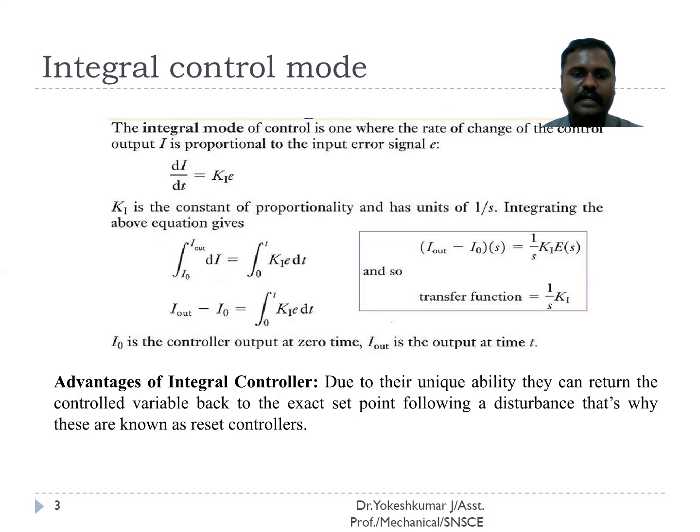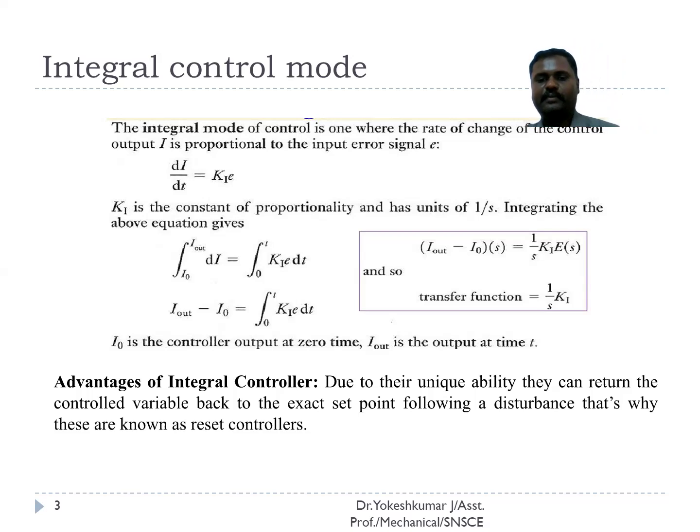So we have the integral from I0 to I out of dI, which is equal to the integral from 0 to t seconds of Ki e dt, where e is the error signal, Ki is the integral constant, and dt is the change of time. When you integrate this, it becomes I out minus I0 equals the integral from 0 to t of Ki e dt, where I0 is the controller output at time 0 and I out is the controller output at time t.